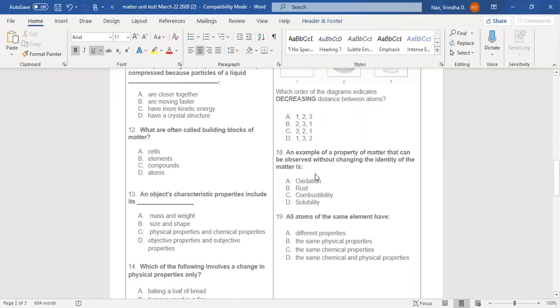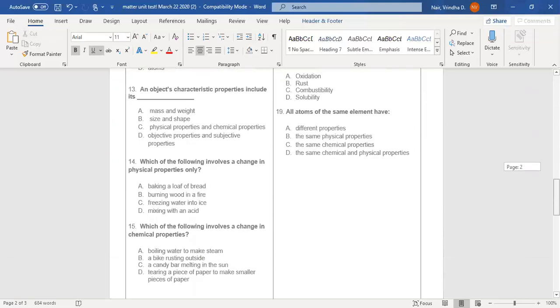Okay. An example of a property of matter that can be observed without changing the identity of matter is, so again, an example of a property of matter that can be observed without changing the identity of the matter is it oxidation, rust, combustibility, or solubility? Combustion is nothing but catching fire. Oxidation is the reaction of a material with oxygen. And then rust is similar to oxidation.